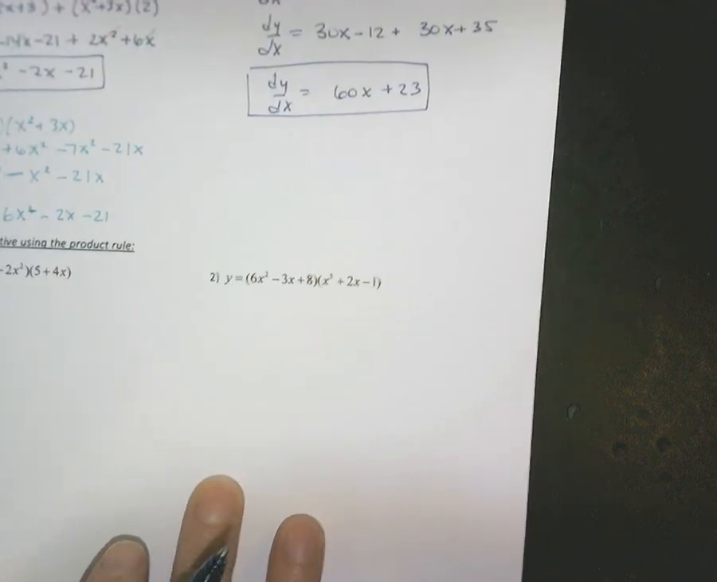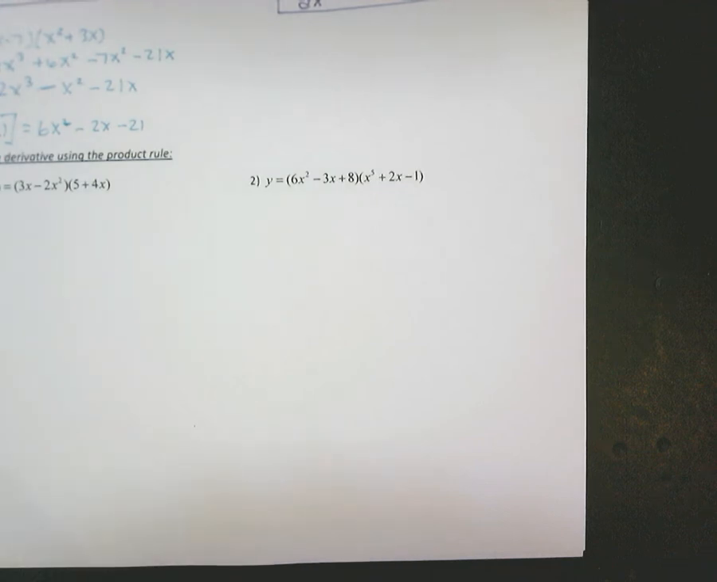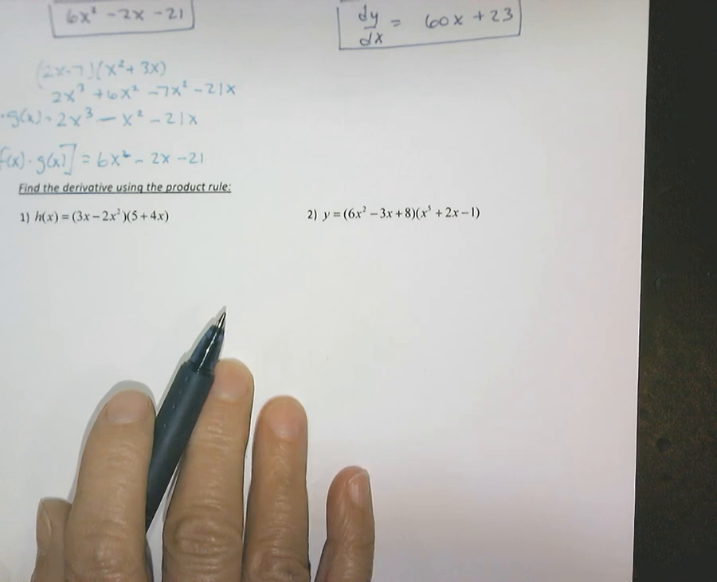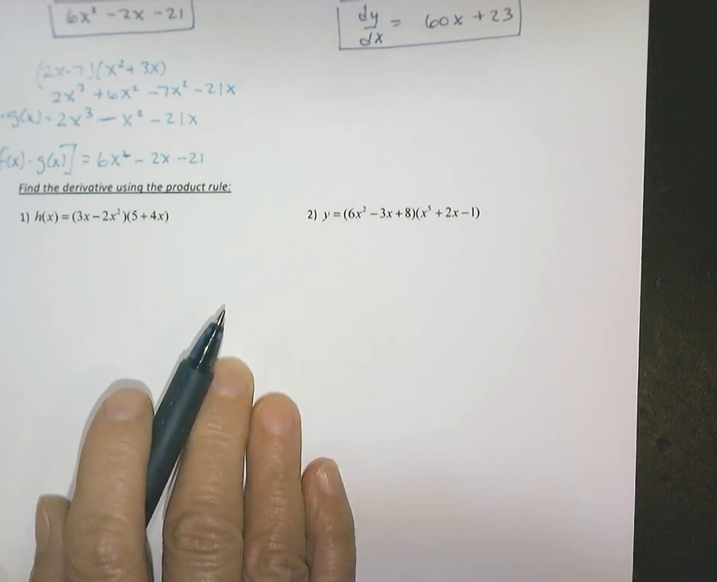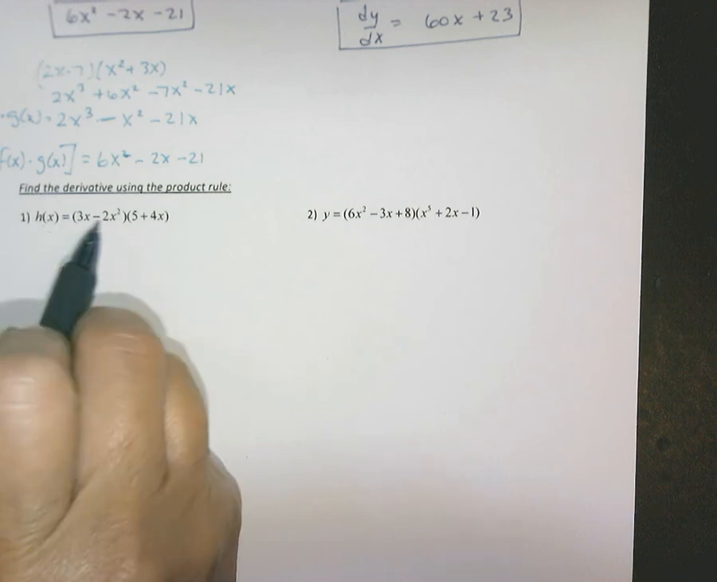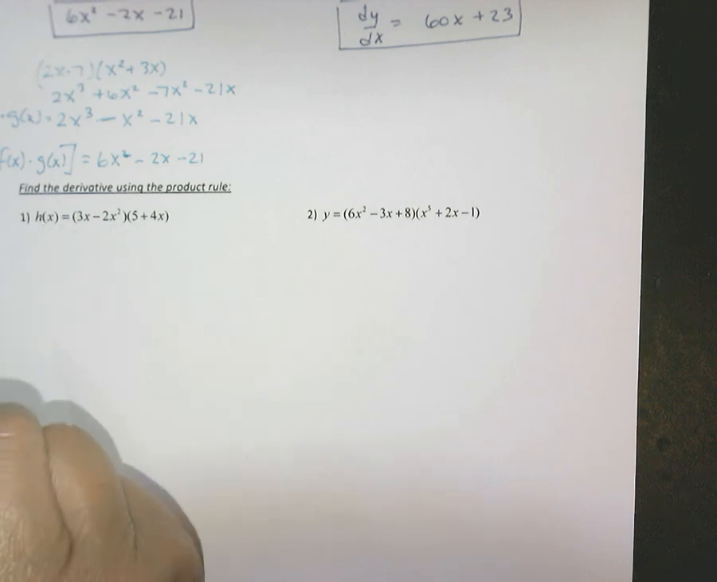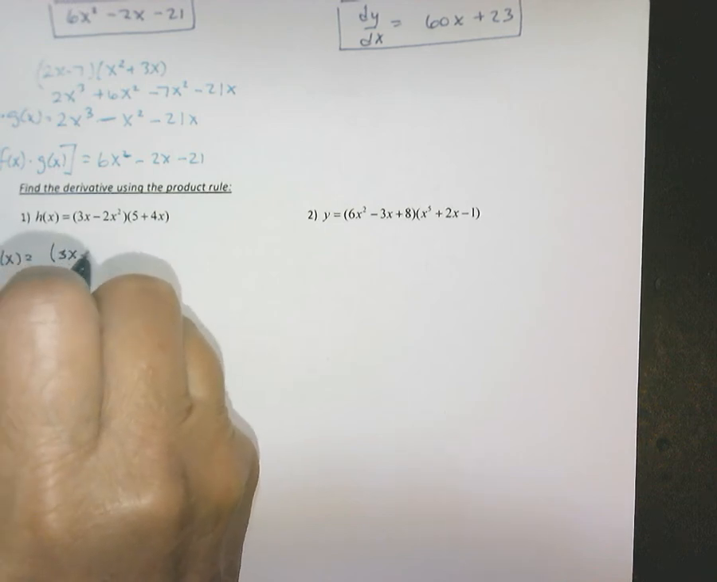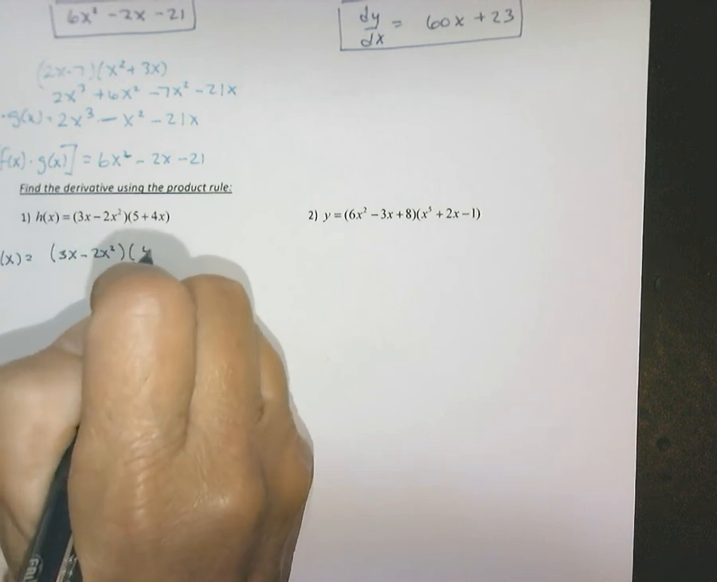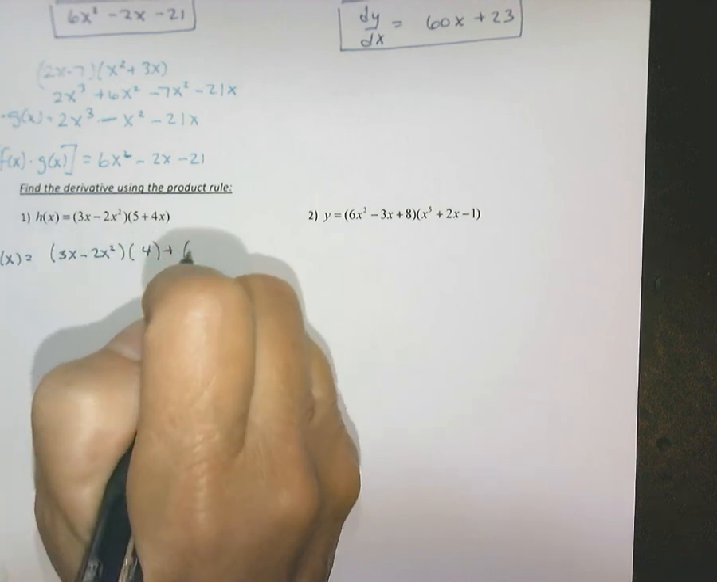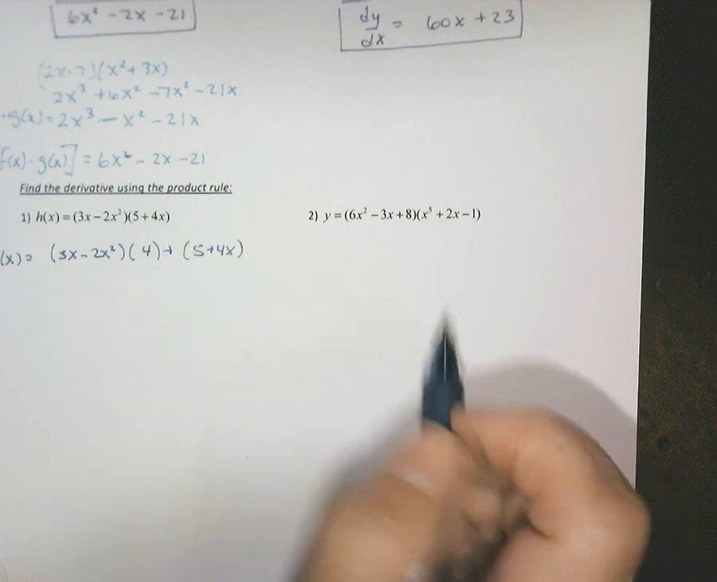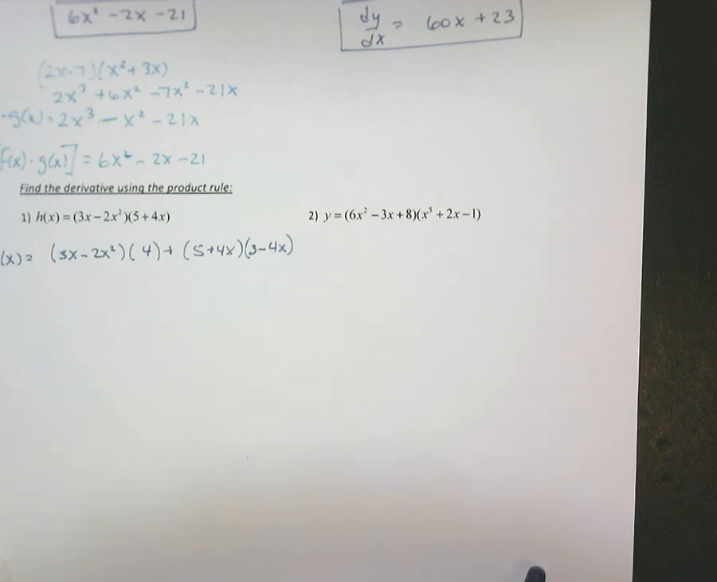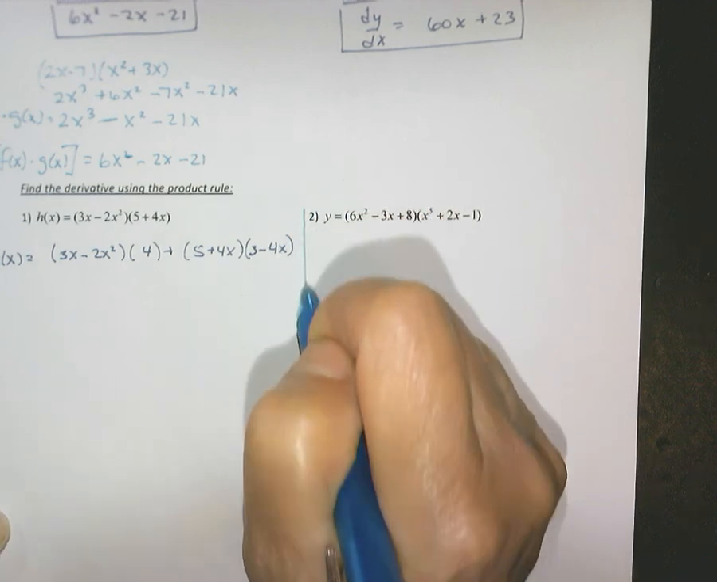Okay, this next one, it's got a little bit more going on with it, but that's okay. We're just going to go slow and I'll be careful. So I want to find the derivative of h of x. Well, h of x has got the product of two functions. So the derivative h prime of x is going to be the first function multiplied by the derivative of the second function plus the second function multiplied by the derivative of the first function. And I'm getting dangerously close, so I'm going to go ahead and do this so I don't run these together.